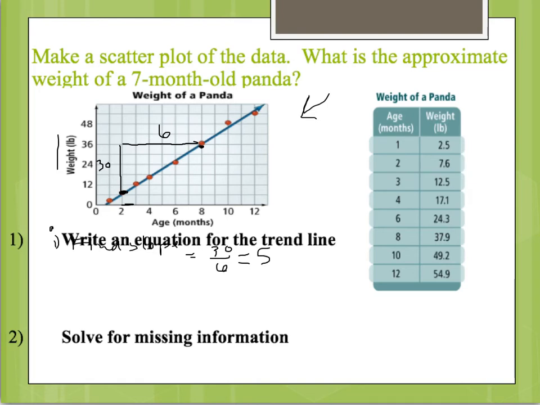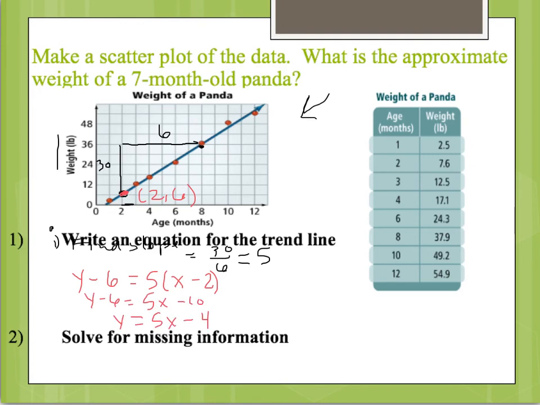And then I'm going to use my point-slope form. I'm going to use this point that I already have on my graph, and this point would be (2, 6). So y minus y1, which is 6, is equal to my slope times x minus x1, and I'm going to solve for y. So that's my equation, y equals 5x minus 4.